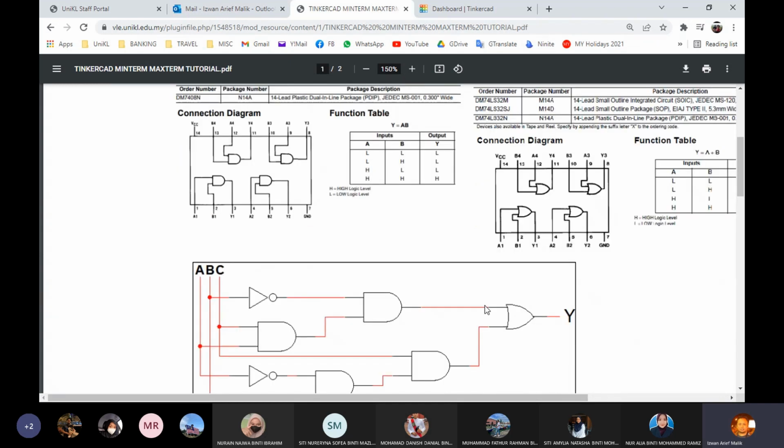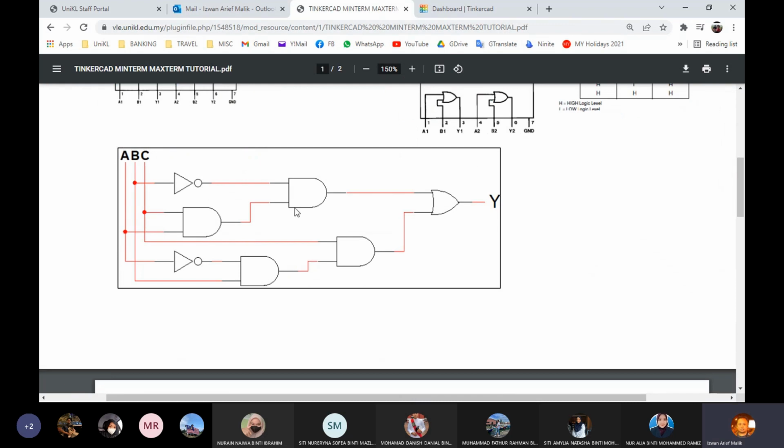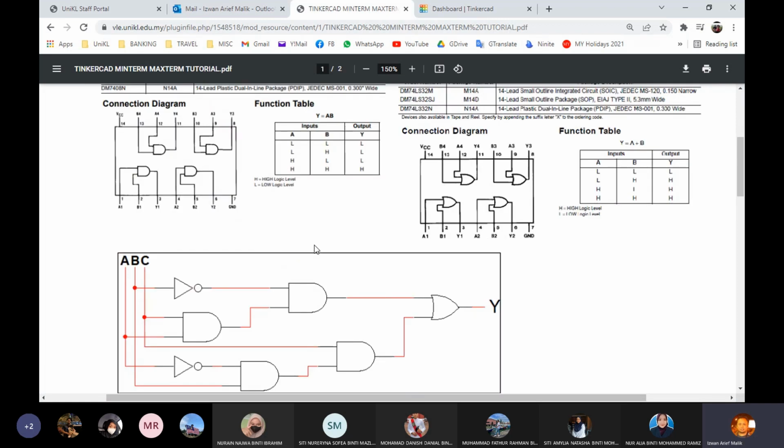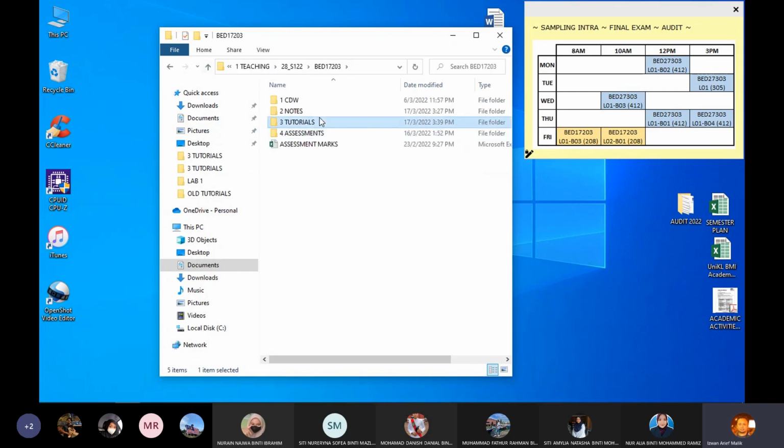Okay. And then the second one is a simple combinational logic gate circuit that we can construct in Tinkercad and try to get its output. Okay, so I will open my tutorial.